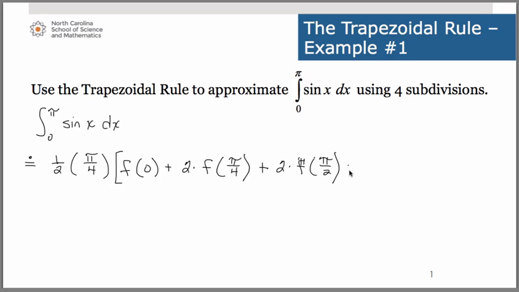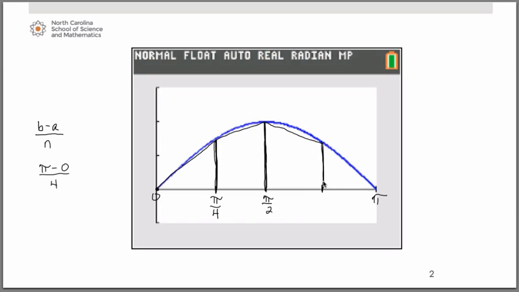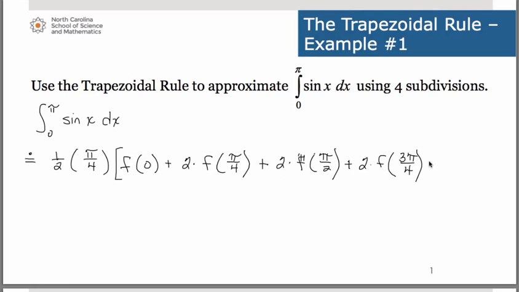Similarly, we're going to have 2 times the function value at 3 pi over 4. That would be this length right here, which is the bottom base for the third trapezoid and the top base of the fourth trapezoid, which has also morphed into a triangle. That base of the last trapezoid only gets used once, so we end by adding in f of pi.